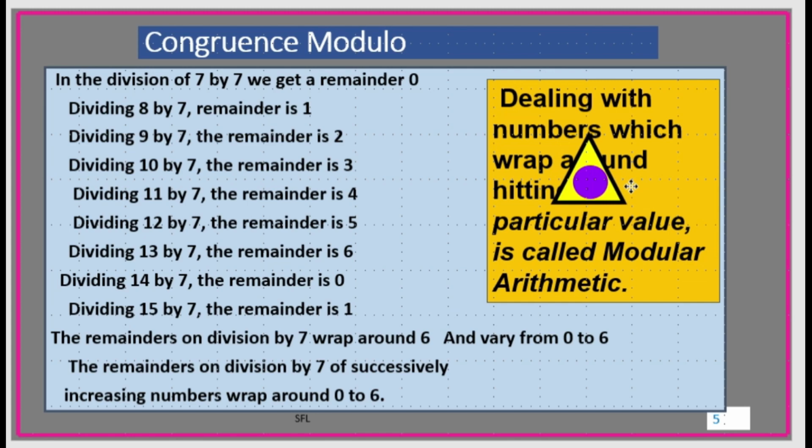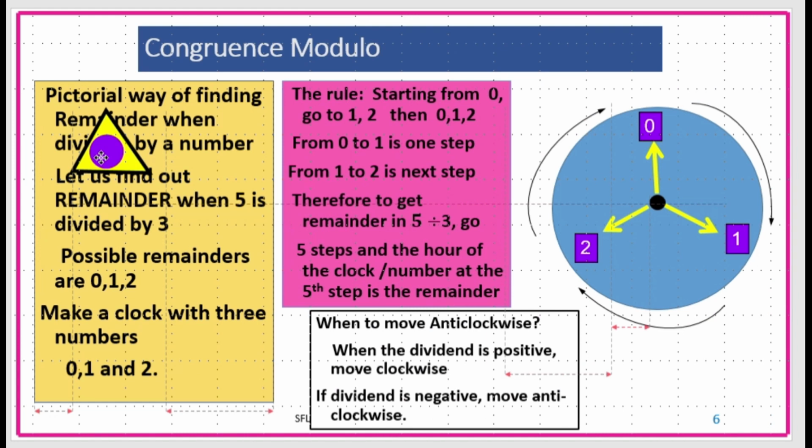Dealing with numbers which wrap around hitting a particular value is called modular arithmetic. Since in division of numbers by some number, the remainders wrap around a particular value, they go in a cyclic way. Pictorial way of finding remainder when dividing by a number.